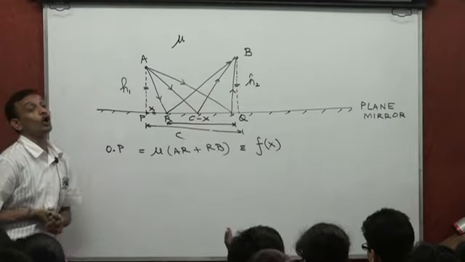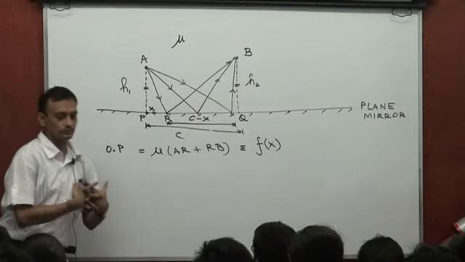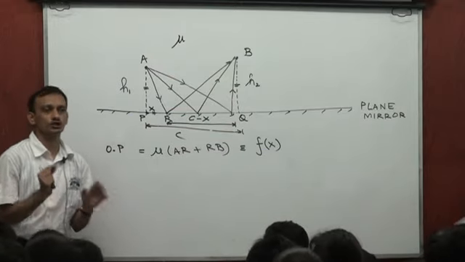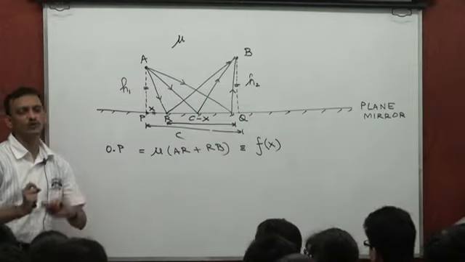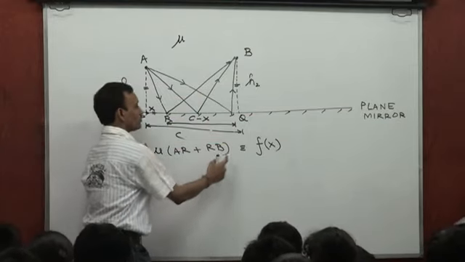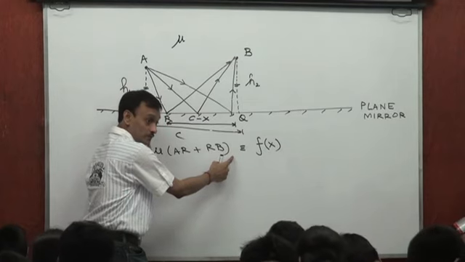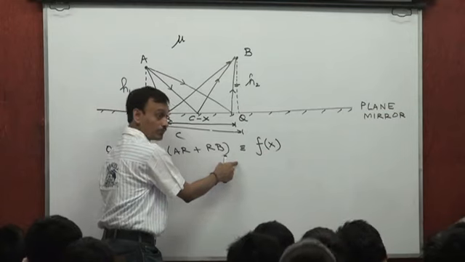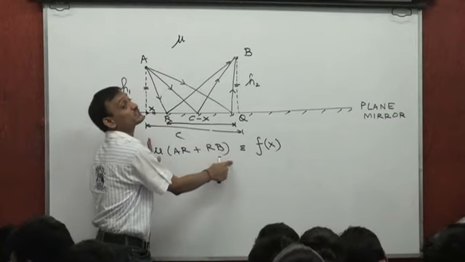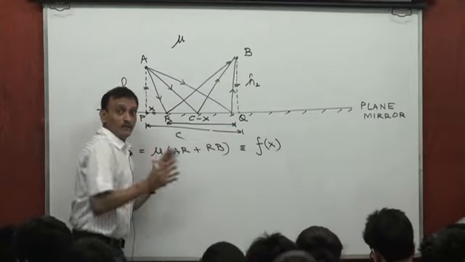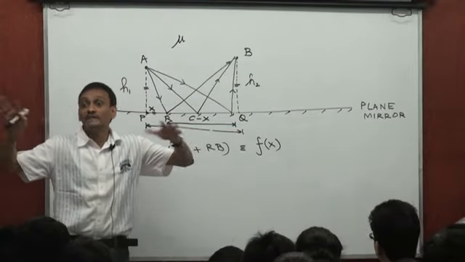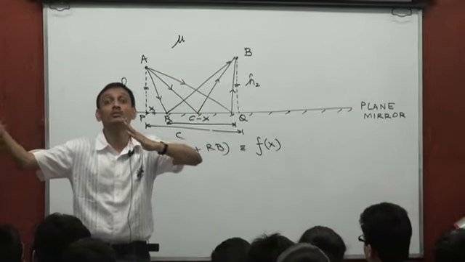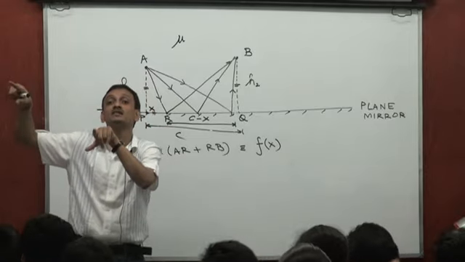Now, a detailed discussion of this statement would be pending in calculus. But for the time being, let me tell you that if this is a function of X, and when I say that this is stationary, that is either a maximum or a minimum, then the derivative of this with respect to X must be 0. If there is a function of X, and that's either a maximum or a minimum, then its derivative with respect to X must be 0.